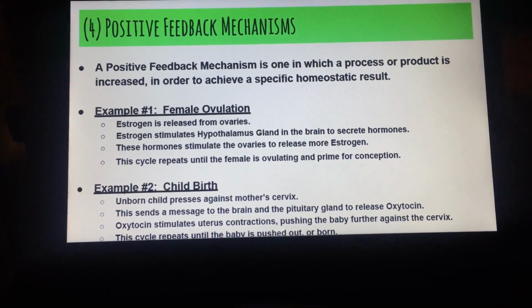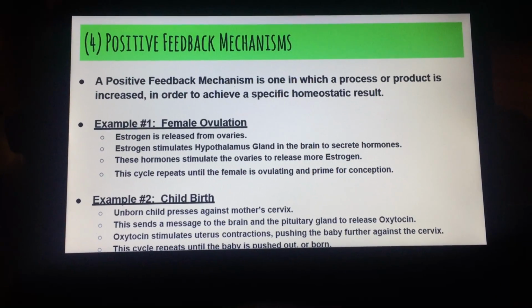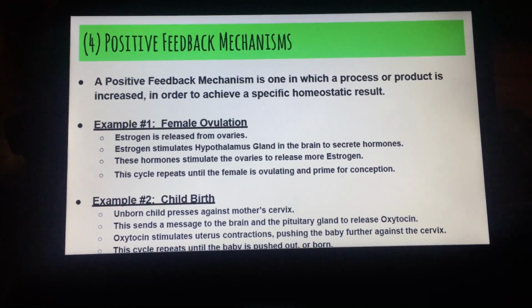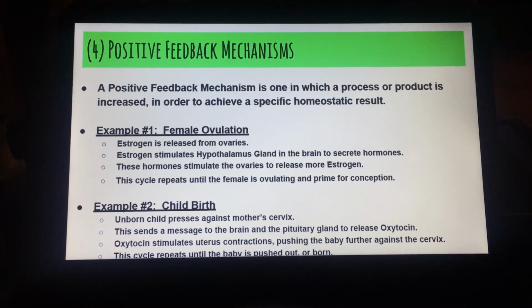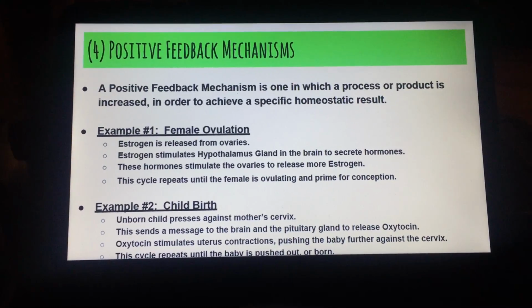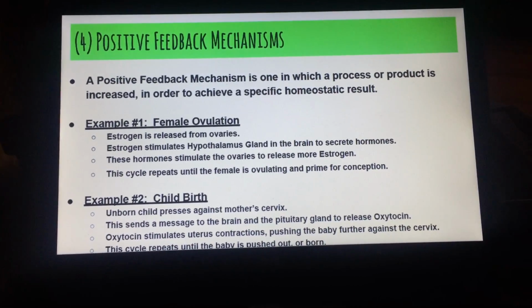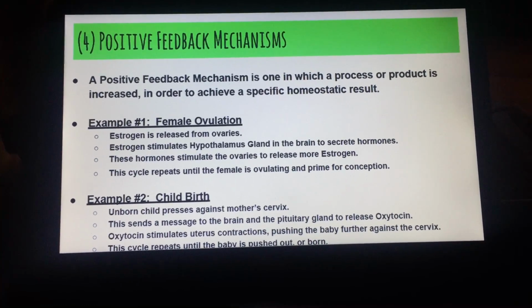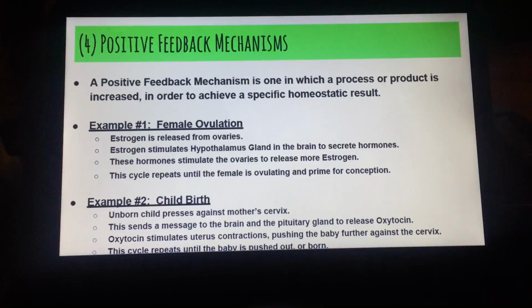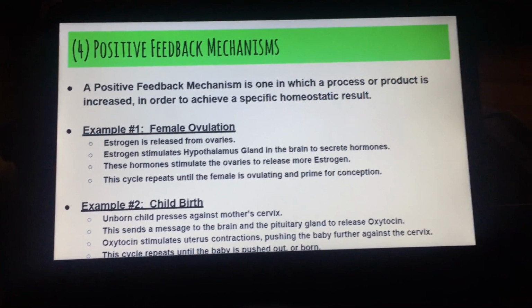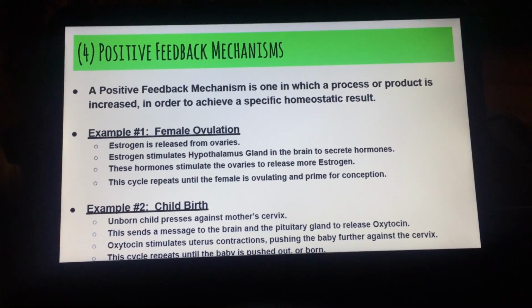And you have this constant cycle repeating itself until the egg is released and the female is then able to become pregnant. So you have estrogen released from the ovaries, stimulating the hypothalamus, secreting more hormones, which stimulates the ovaries, which stimulates the release of estrogen, hypothalamus, more hormones, over and over again. So that's why it's positive feedback, because you get this series of steps that happen over and over again until a certain desirable end result is achieved, and that's a healthy end result we're aiming for.